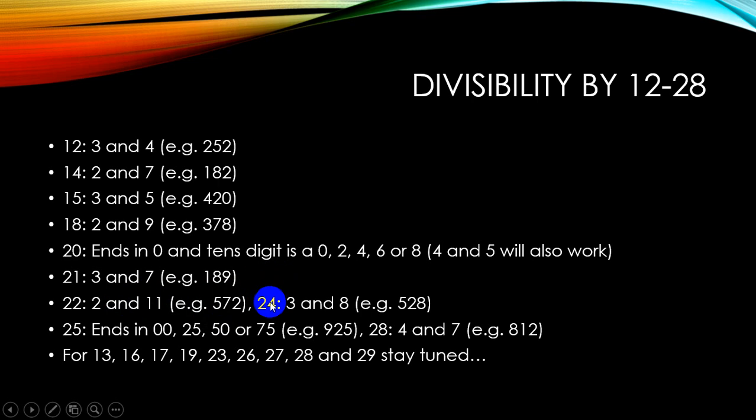24, the other one I gave you in that example, not 4 and 6, but look for divisibility by 3 and 8. 528 would be divisible by 24. Now, 8 was a little bit complicated. First let's look for 3. 5 plus 2 is 7, plus 8 is 15, which is a multiple of 3.